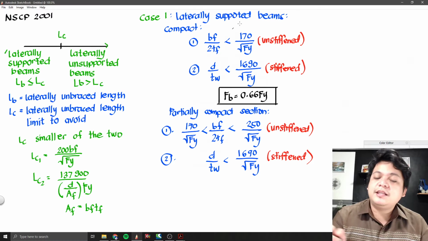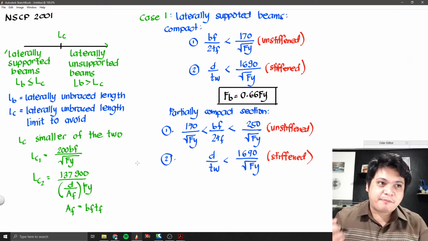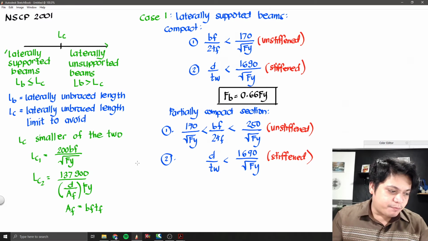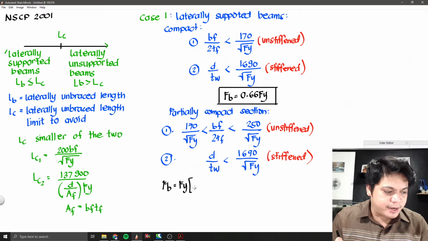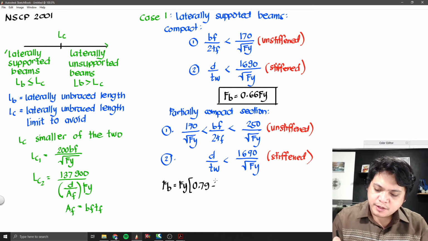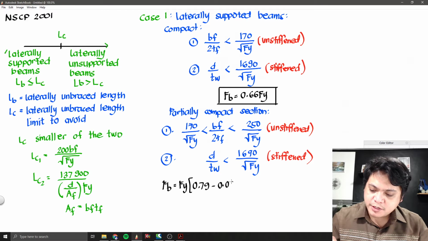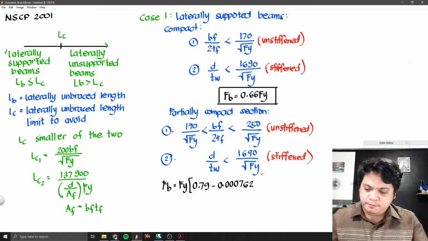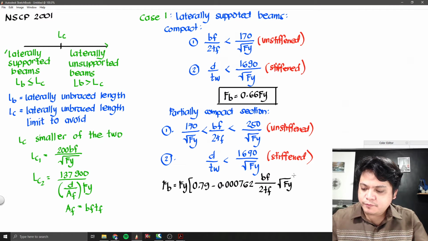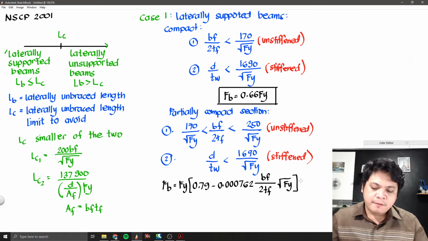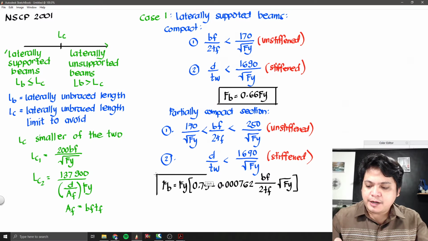If the compact criteria is not met, we need to check for partially compact. Once it meets partially compact, the FB we will use is longer: FY multiplied by 0.79 minus 0.000762 BF all over 2TF multiplied by square root of FY. So this is the formula we will use.